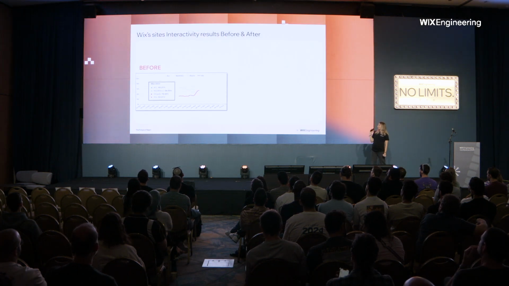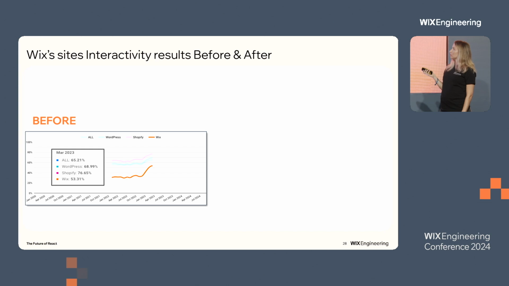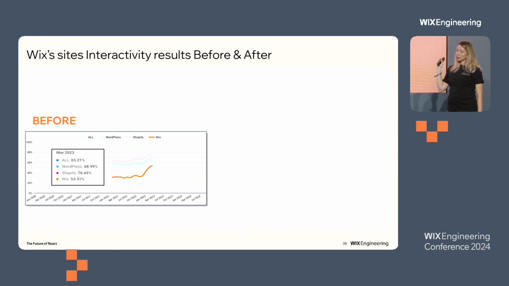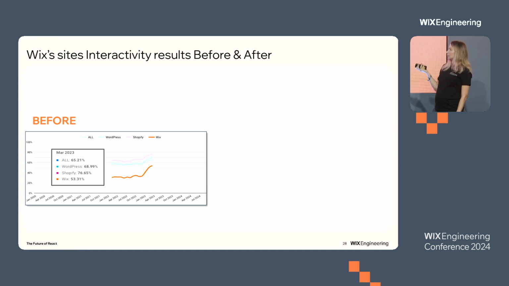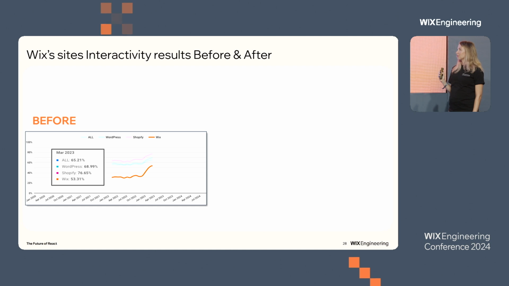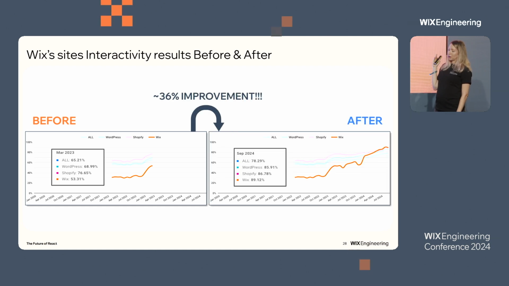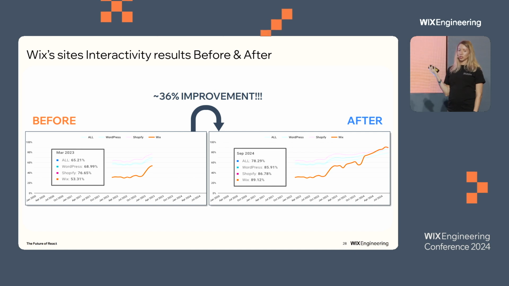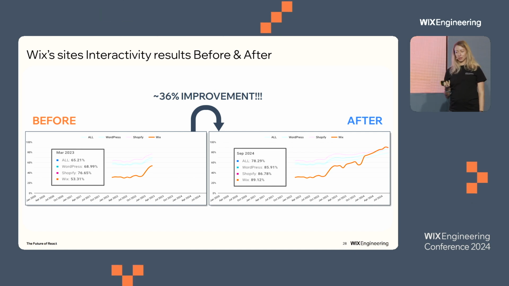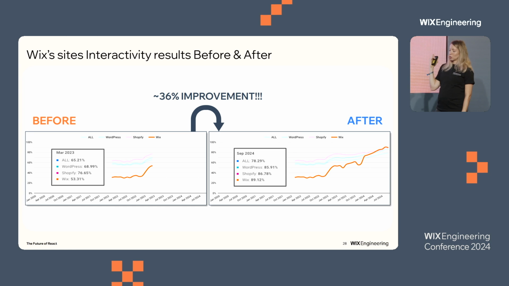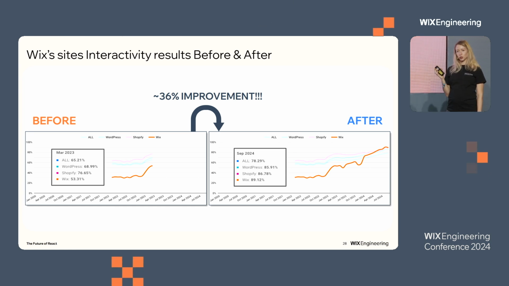Here you can see Wix interactivity results over time, measured by Google and compared to other similar companies. The y-axis is the percentage of sites with a good interactivity score. You can see that before, we were not in a very good place. After applying React 18 optimization features, we measured a 36% improvement, which is really amazing. This puts Wix ahead again, as it should be. And this is super important because it's our and our users' hallmark card.